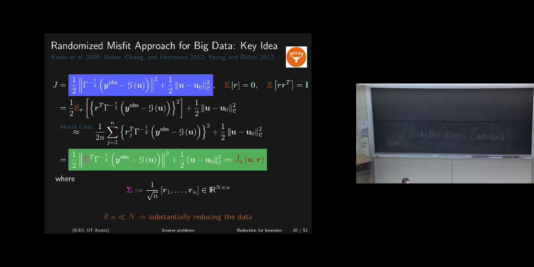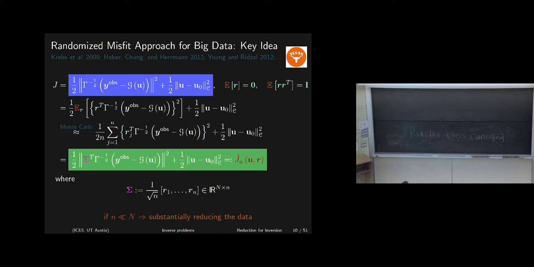There's a theory behind it, but let's not go into detail. This is actually the approximation, and let us talk about this one. Compare the green box and the blue box. This regularization is the same. The only difference is the sigma matrix here.